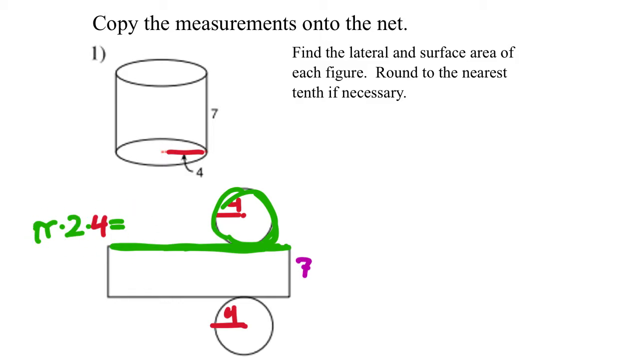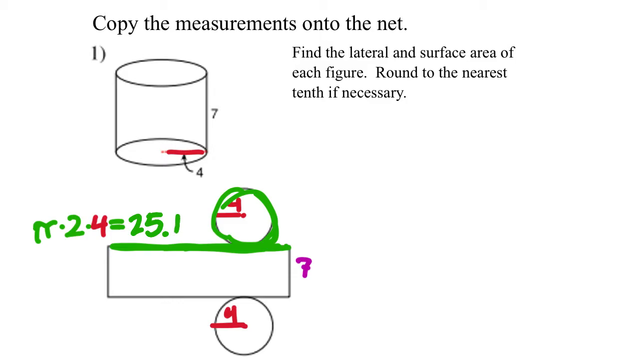Finding the circumference here, it's going to wrap around that circle. That's the perimeter of that circle. So I got 8 pi, but I need the decimal, so I got 25.13, so I'm just going to make that 25.1.